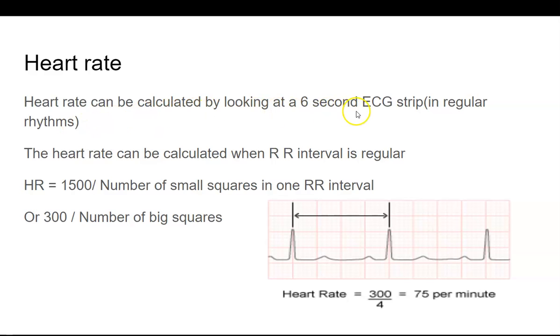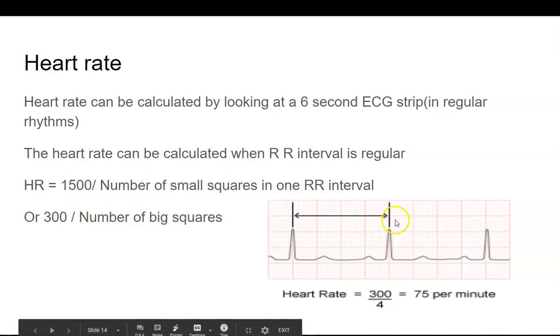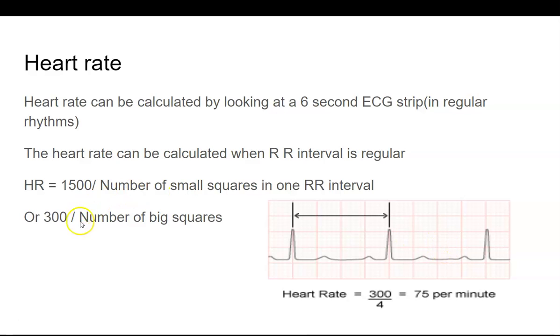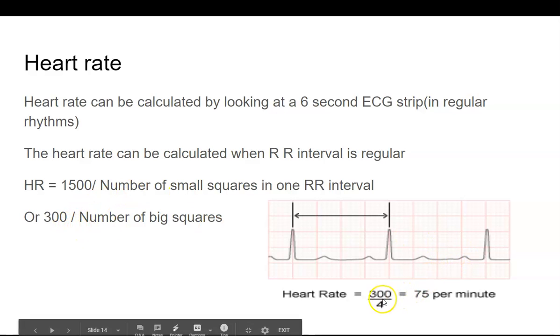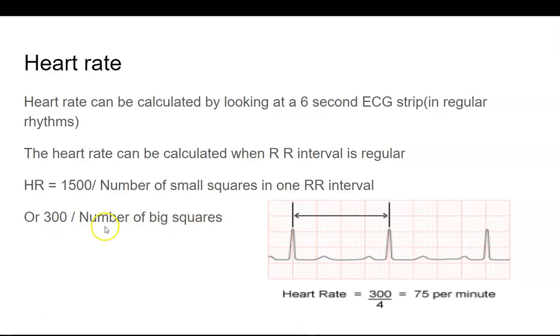Heart rate can be calculated by looking at the ECG. If it is a normal rhythm, you can look at the 6 second ECG strip and calculate the heart rate. It is calculated by 1500 divided by the number of small squares in one RR interval. You count how many small squares, then divide 1500 by that number, or you can go for 300 divided by the number of big squares.